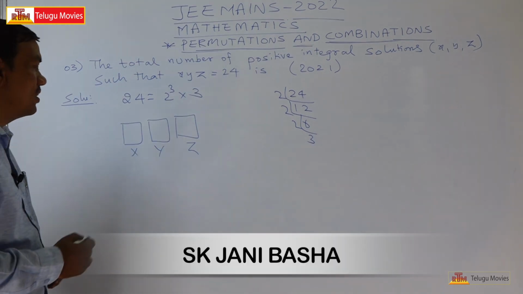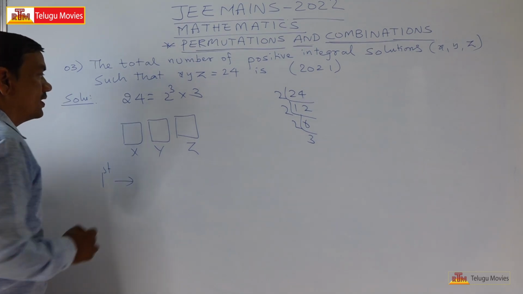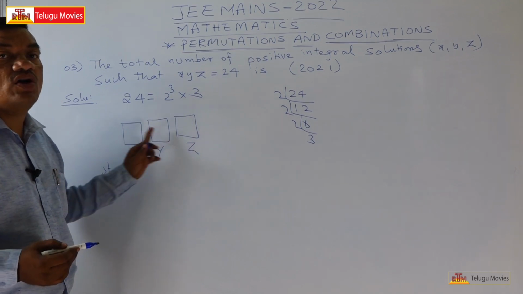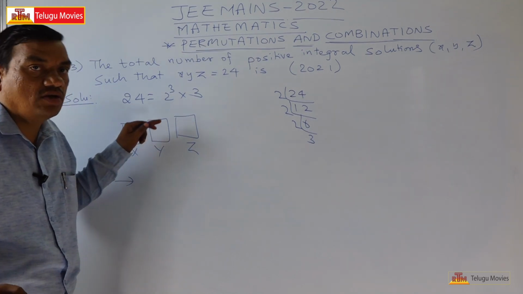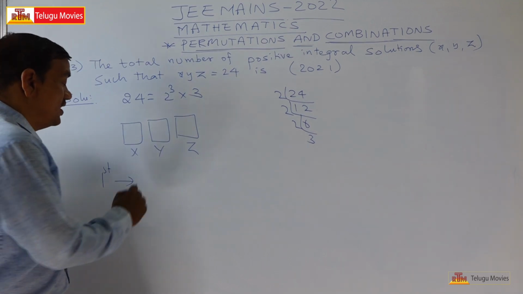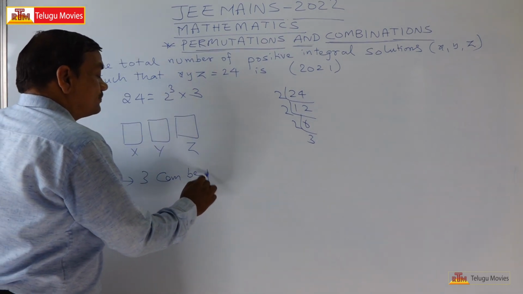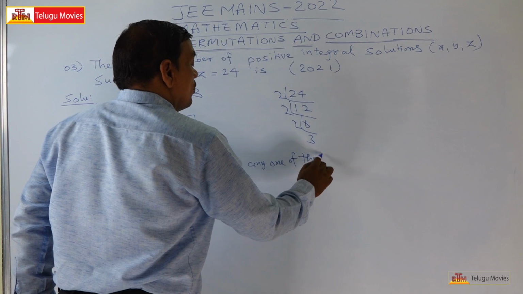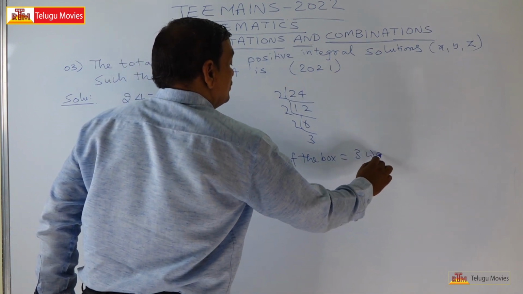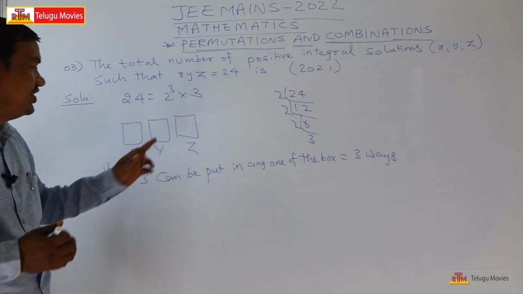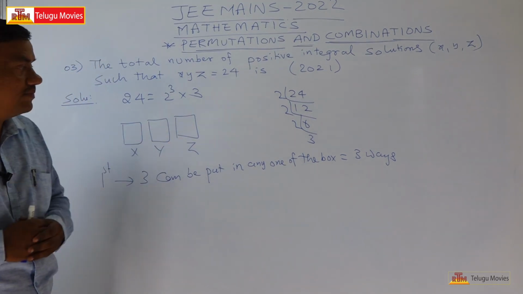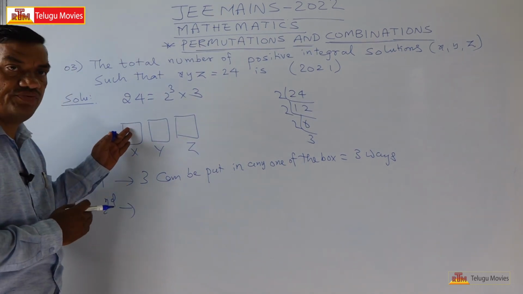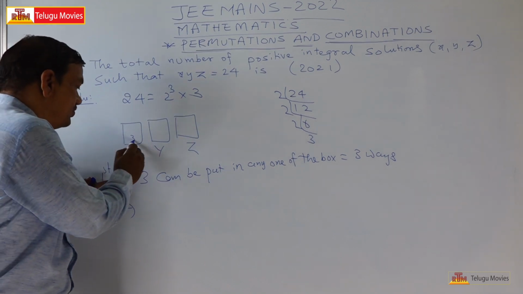First take 3. 3 can be put in any one of the boxes. You can put 3 here, or 3 here, or 3 here. In how many ways? 3 ways. Clear? You can put 3 here, 3 here or 3 here. 3 ways. Coming to the second one, we have put it. So for example, if you put 3 here, we have put 3 here.